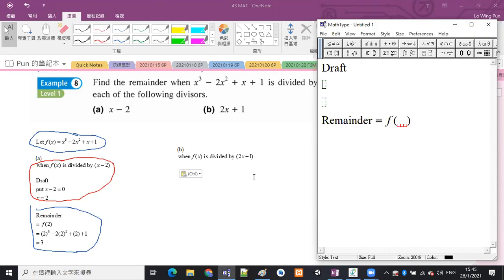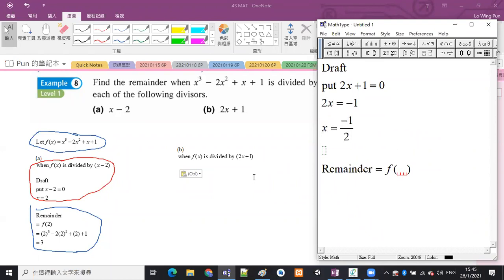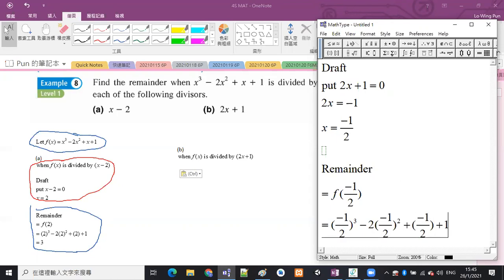Okay, we need to put the divisor 2x plus 1 to be 0 and then calculate the value of x. So 2x is equal to -1 and x is equal to -1 over 2. Okay, and this -1 over 2 should be the number that we need to put into the f(x) to calculate the remainder, like this. So the remainder is calculated by f(-1/2), but we have the formula of f(x), so that should be equal to (-1/2) cubed, and then minus 2 times (-1/2) squared, and then plus (-1/2) plus 1.